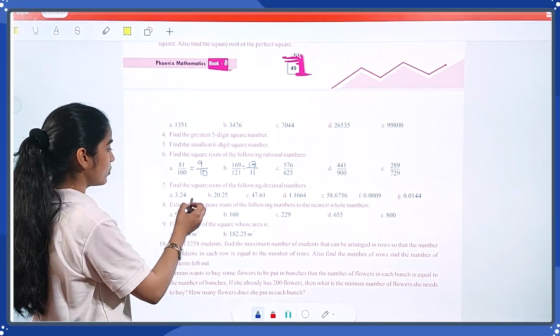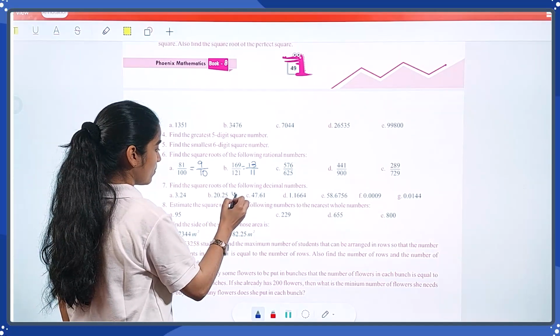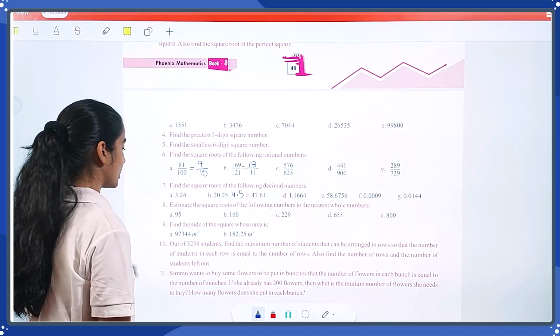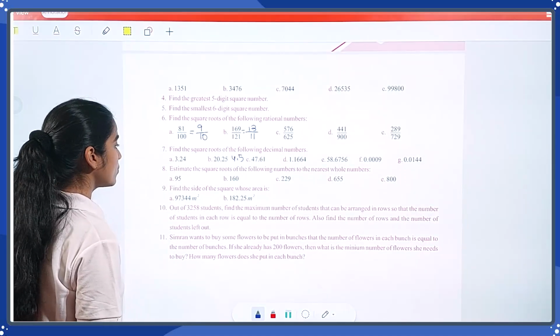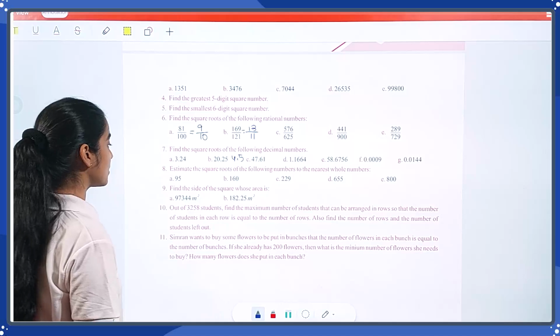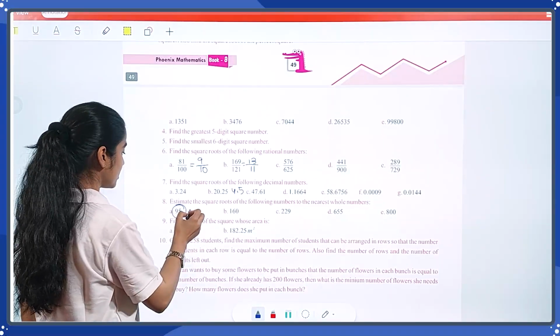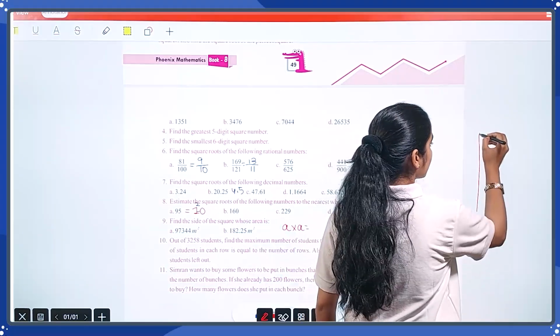So 3.24, here we can get 4.5. Okay, you can simply find out like this. Now estimate the square roots of the following numbers to the nearest number. So 95, nearest, according to this, 90.